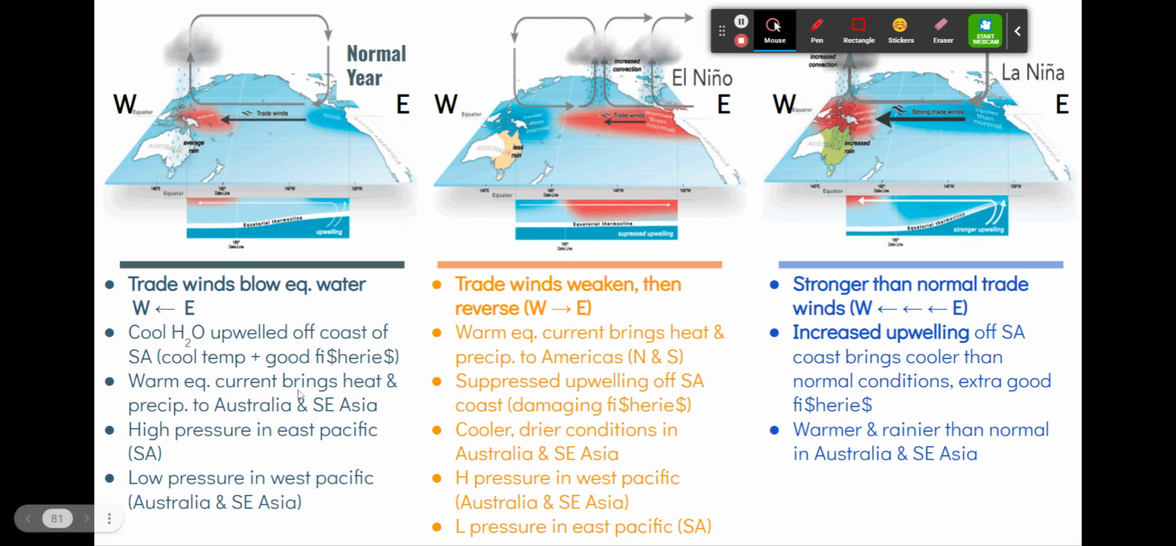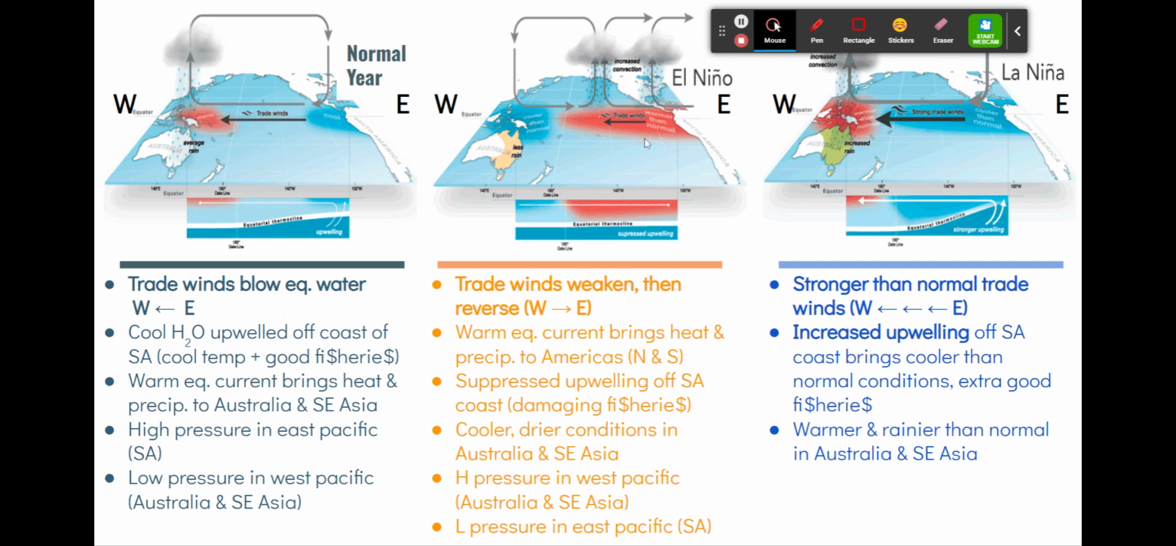The warm currents bring heat and precipitation to Australia and Southeast Asia, and there's a high pressure system in the East Pacific near South America, and a low pressure system in the West Pacific in Australia. So a normal year is good for fisheries because we do still have the upwelling of the nutrients in the Pacific Ocean.